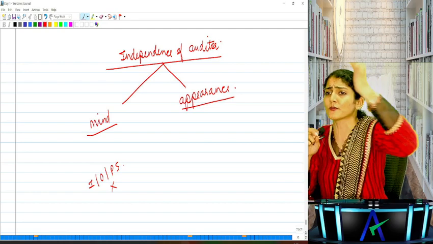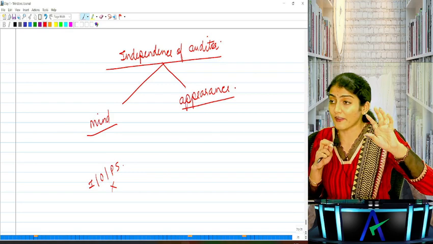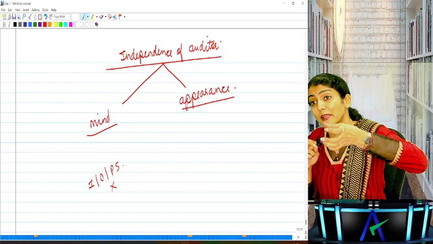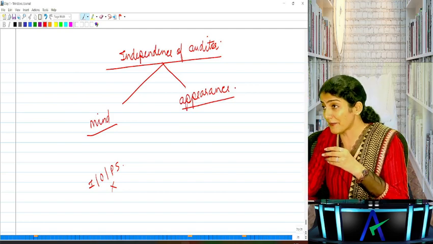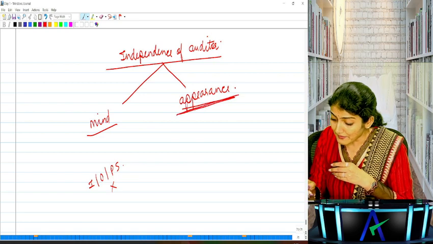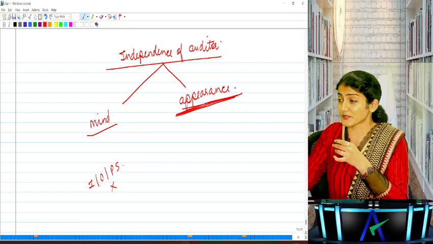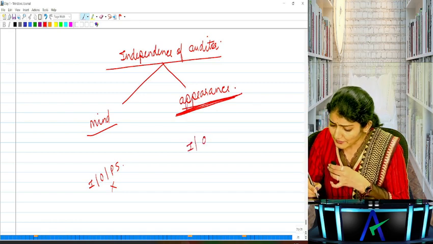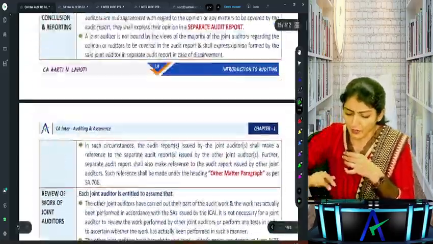He is having a business with the client. So if you are having a business with the client, then obviously you are having a financial interest in the client. Financial interest with the client is a type of self-interest threat. So in that case, are you independent? No, you are not independent in appearance. So you have to avoid any such facts and circumstances because of which a third party may think that the integrity, the objectivity or the professional competence of the CA has been compromised.